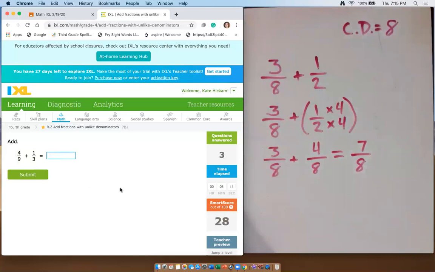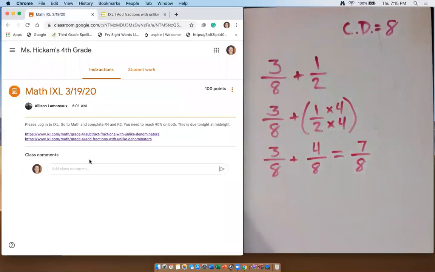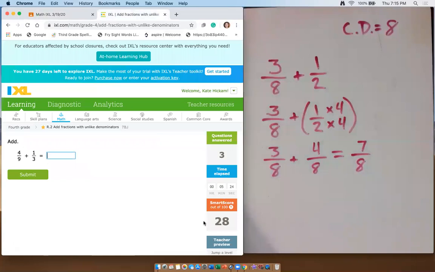One thing with your IXL, remember the instructions will tell you that you need to reach 90% on both to get it correct. So that's what I'm looking for when I go through. If you are really struggling, this SMART score has got to get up to 90%. Now, see, I've only answered 3 questions. That's why my SMART score is low, even though I've gotten them all right, just because I've only done 3 questions so far. So keep working at it, and I'll see you guys bright and early tomorrow.